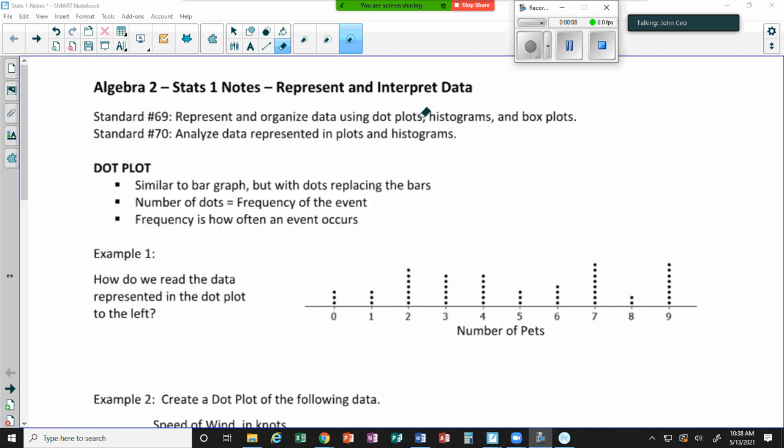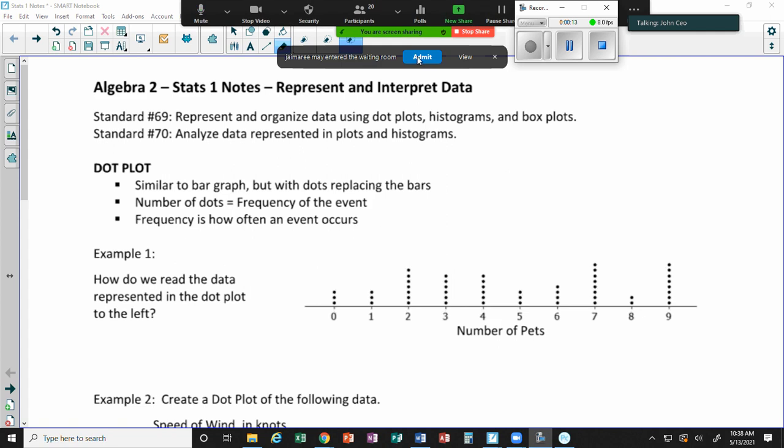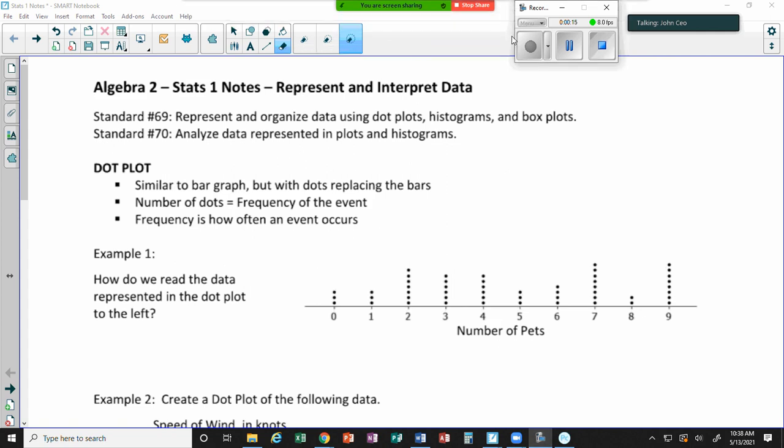So today the standards we're looking at are representing and organizing data using dot plots, histograms, and box plots, and analyzing data represented in plots and histograms. So how do we read the data that we're given?